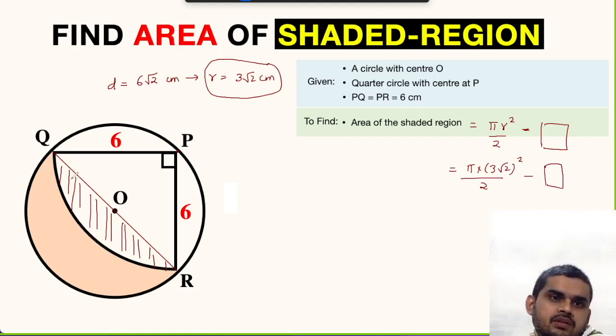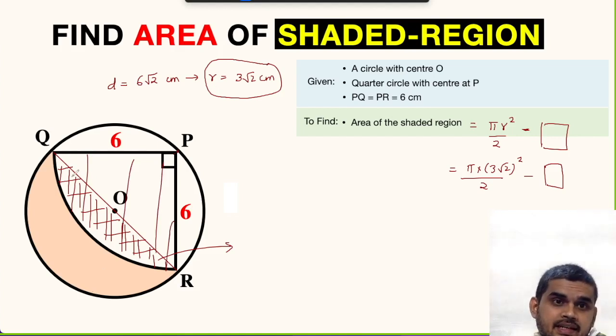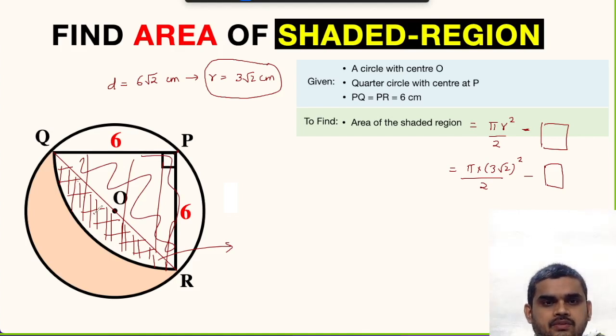Now what we can do is focus on finding the area of this region. This area can be calculated by first computing the area of this quarter circle of radius 6 centimeter. I'm talking about this entire area. And then from this entire area, we can subtract the area of this triangle. So we will be left with only this area, which is what is required.